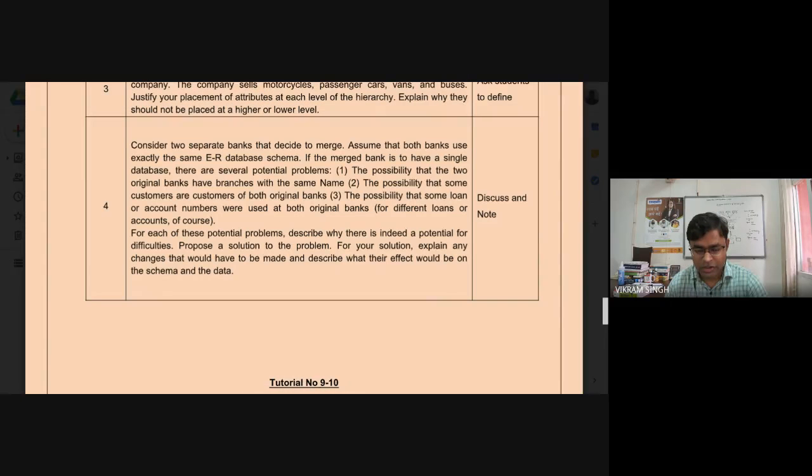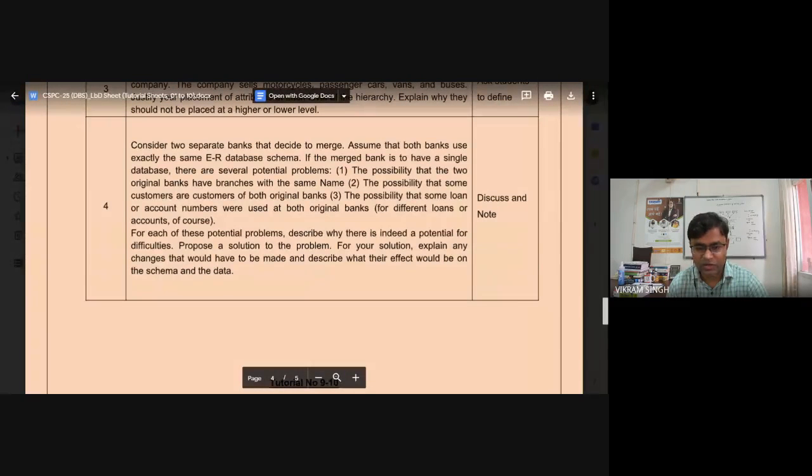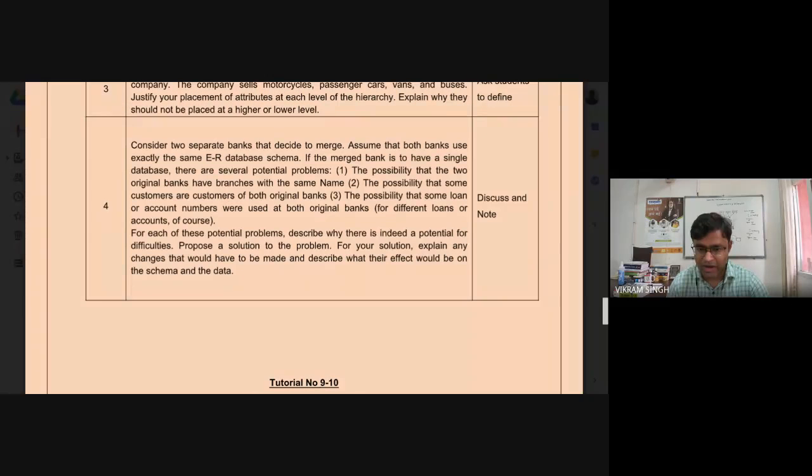Propose a solution to this problem. For your solution, explain why any changes that you should have to make, and describe what their effect would be. So basically what we are trying to do, so the scenario is clear. There are 2 banks, ideally both banks' schema are similar, that is the ideal case. Now you have to merge these 2 schemas. So it is kind of generalization. So merging means generalization, right?